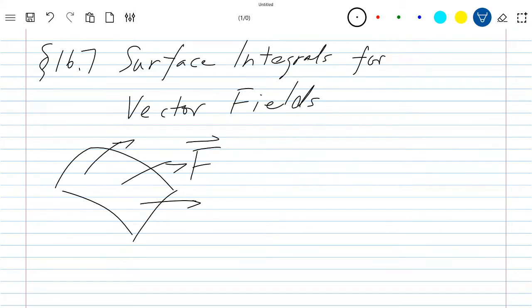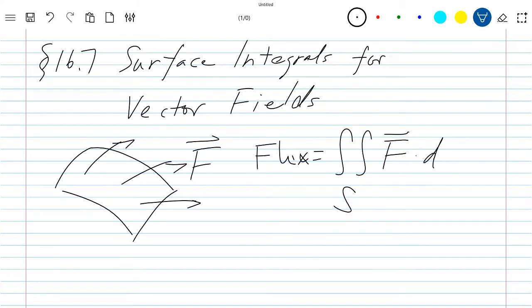Today we will continue the discussion on surface integrals, but today we will do vector fields, not scalar integrals. Now consider a surface S and there's a vector field F. So we can define something called a flux function, which is defined as the integration over this surface of F, the field, dot dS as a vector.